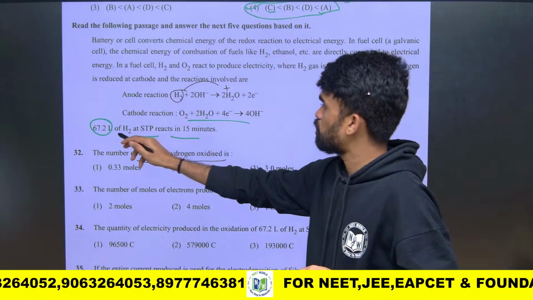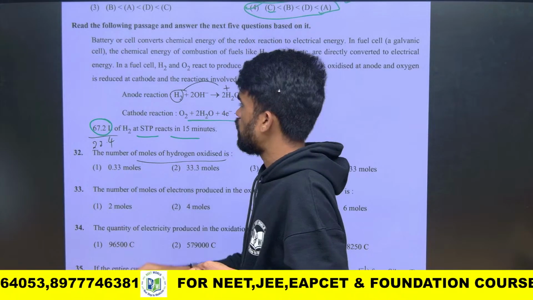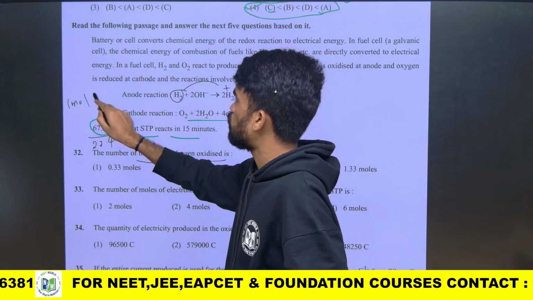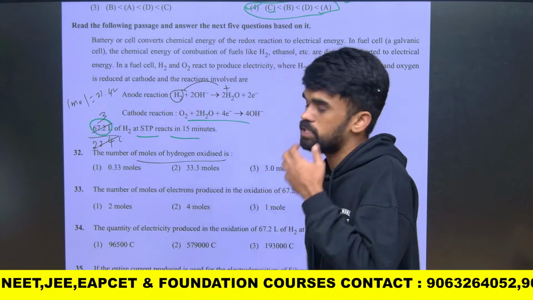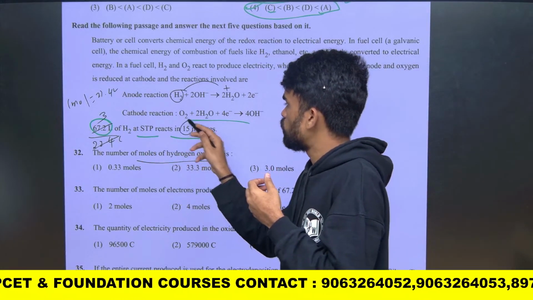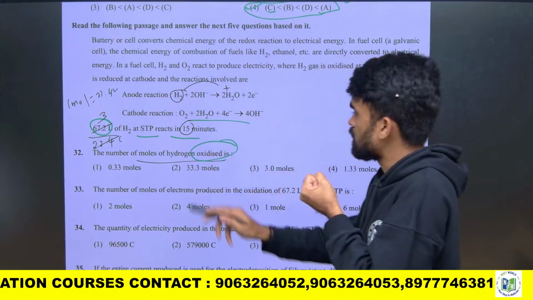So 67.2 liters at STP, divide it by 22.4 liters. Why am I dividing by 22.4 liters? 1 mole of any gas at STP occupies 22.4 liters, right? So we get 3 moles of H2. So during the process, 3 moles of H2 reacts in 15 minutes, you can understand. Okay, so the number of moles of hydrogen oxidized is how many?